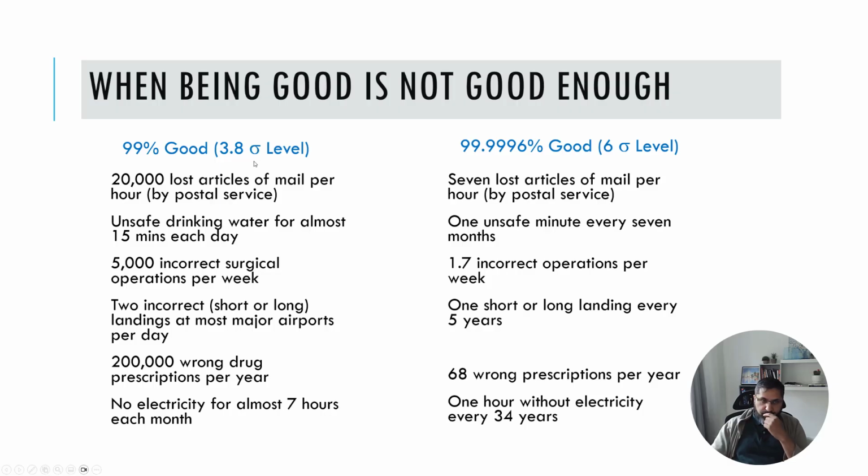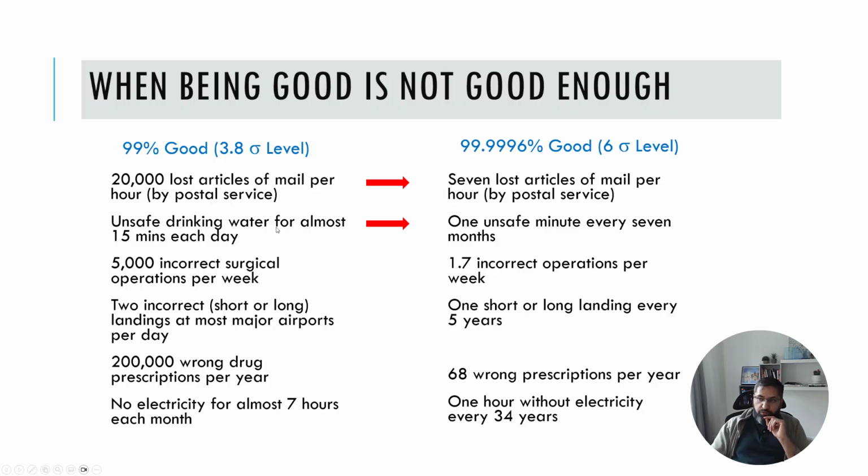Okay, a lot of people say 99% good, 3 or 4 Sigma level, is pretty good. But if you did that, you would have 20,000 lost articles of mail per hour in the US, whereas at 6 Sigma level, only 7 articles of mail are getting lost per hour.